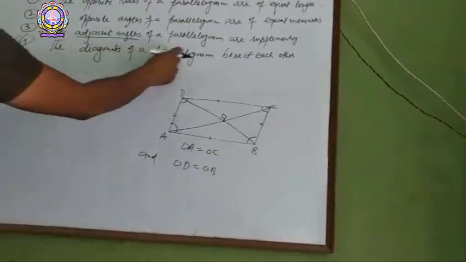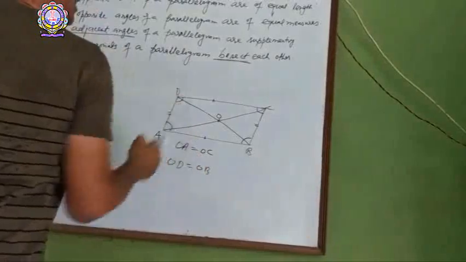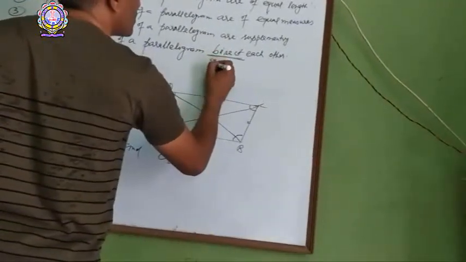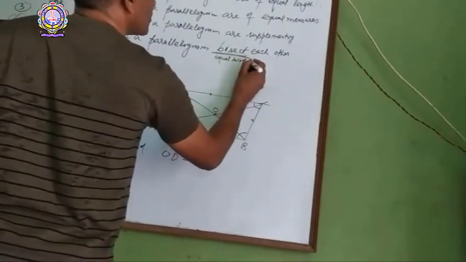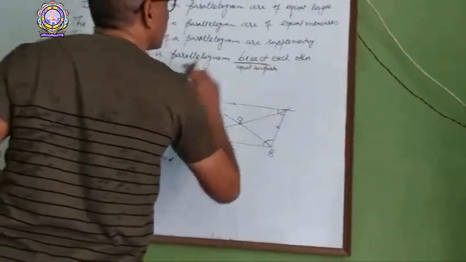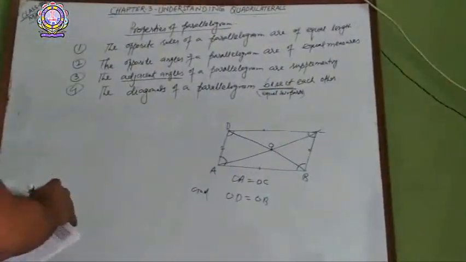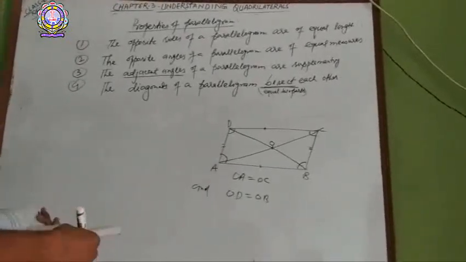The diagonals of a parallelogram bisect each other. Bisect means equal parts. Okay, now come to exercise 3.1.